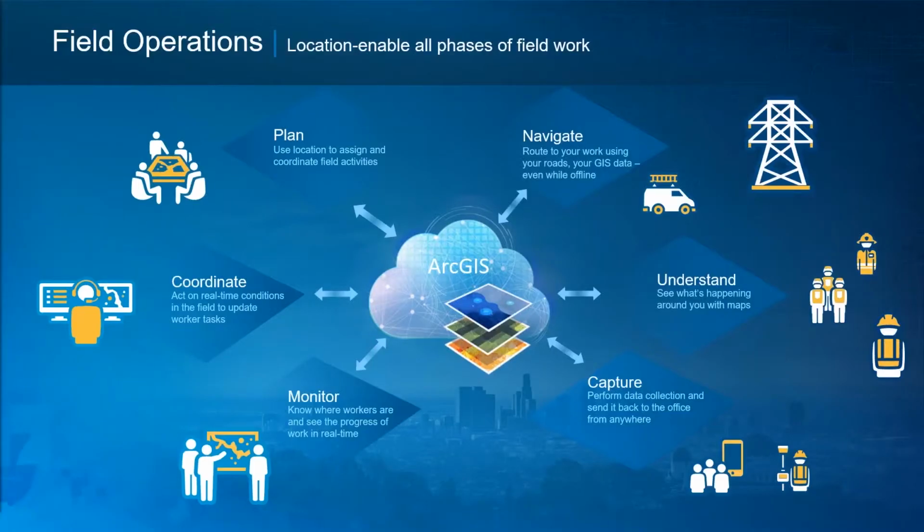Field operation apps enable our clients to perform the common phases of field works better using the power of location, with ArcGIS sitting in the middle, tying everything together. You can use field operation apps to improve the coordination and operational efficiency in field workforce activities. You can reduce or even replace your reliance on paper, and you can ensure that both field and back office workers use the same authoritative data to reduce errors, boost productivity, and save money.